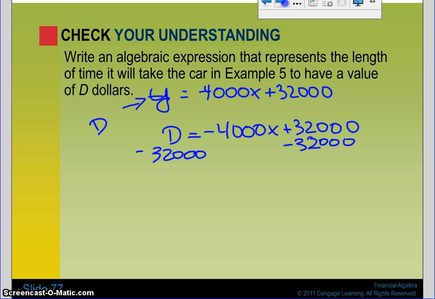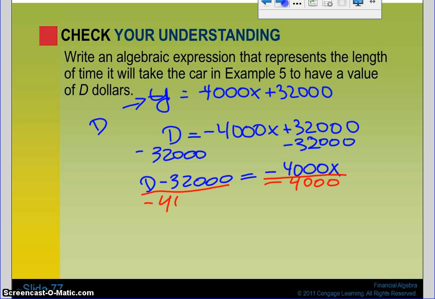And I end up with d minus 32,000 equals negative 4,000x. My last step here is going to be to divide both sides by negative 4,000. So I now know that x equals d minus 32,000 all over negative 4,000.